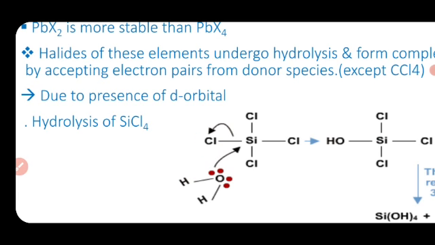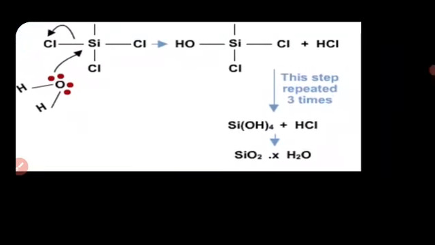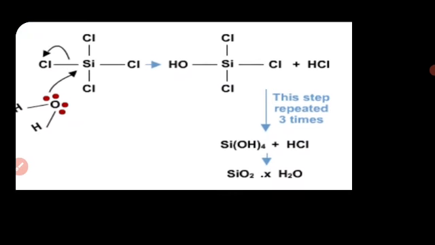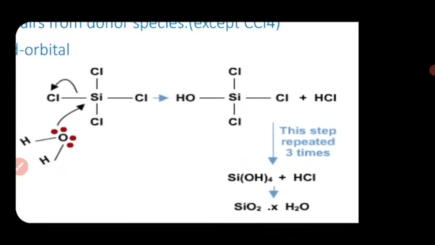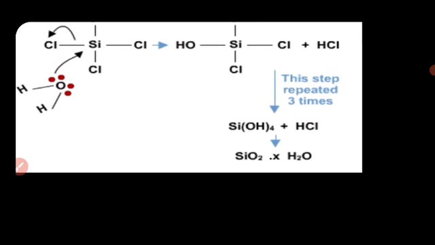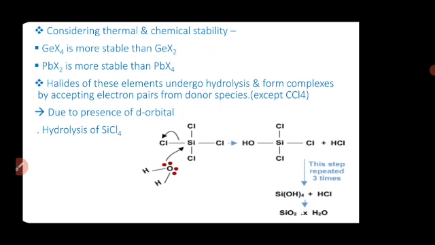So this is for one Cl bond. Like that, for the remaining three, altogether 4 bonds are formed with OH. So this step is repeated 3 times and this is how Si(OH)4 is formed, that is called silicic acid. SiO2.xH2O, that is a hydrated compound, is formed. This is how the hydrolysis takes place.